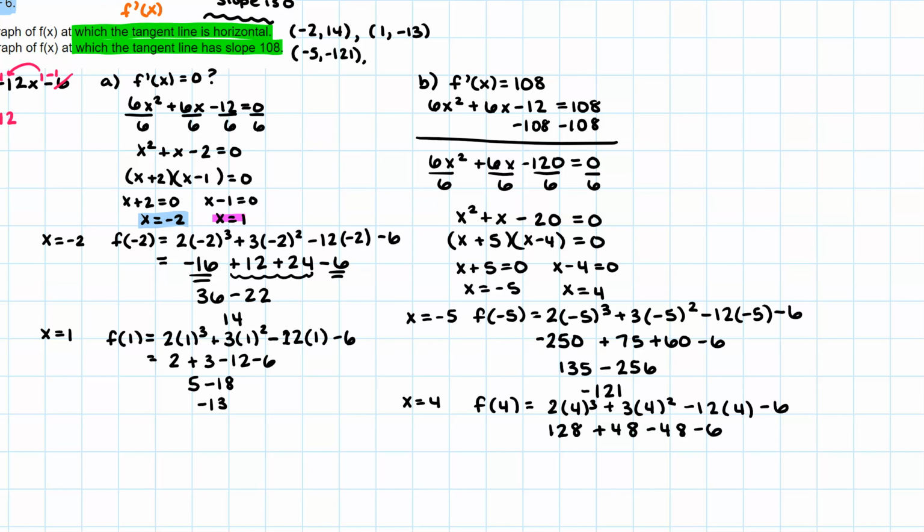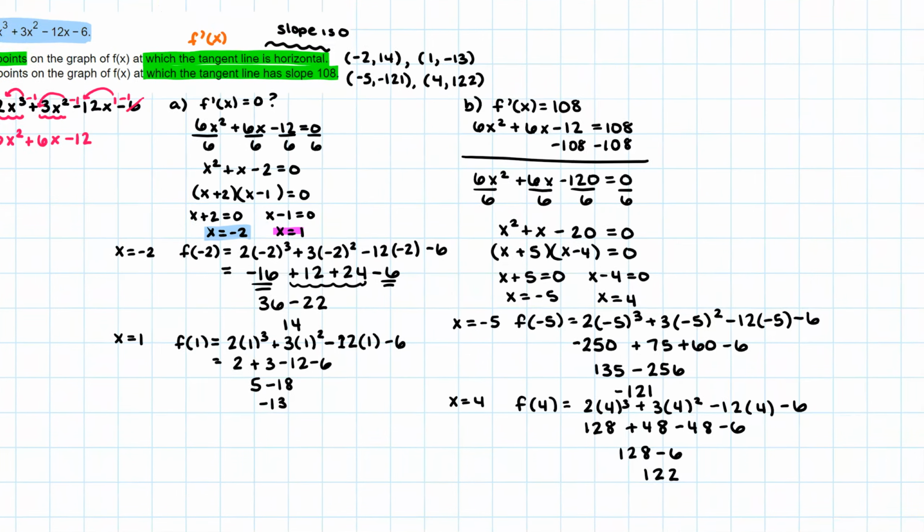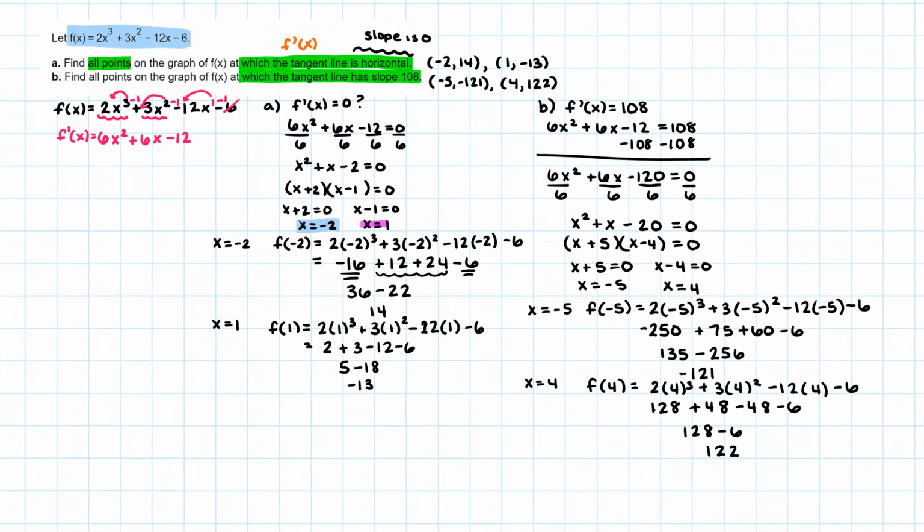Oh, that's nice. Plus 48 minus 48 is out. So I just have 128 minus 6, which is 122. So the location 4, 122, that tangent line will have a slope of 108. Here's that whole problem.